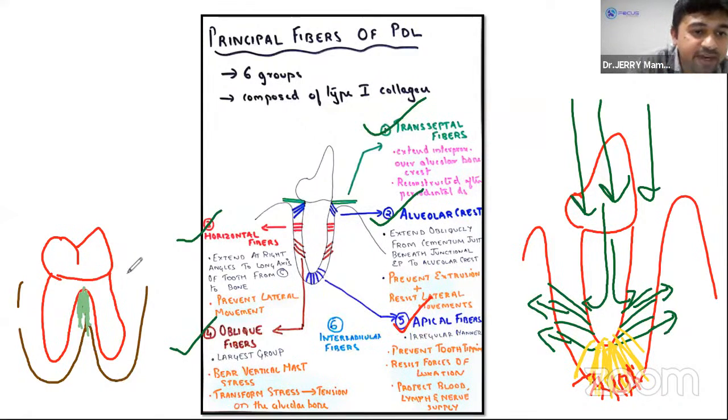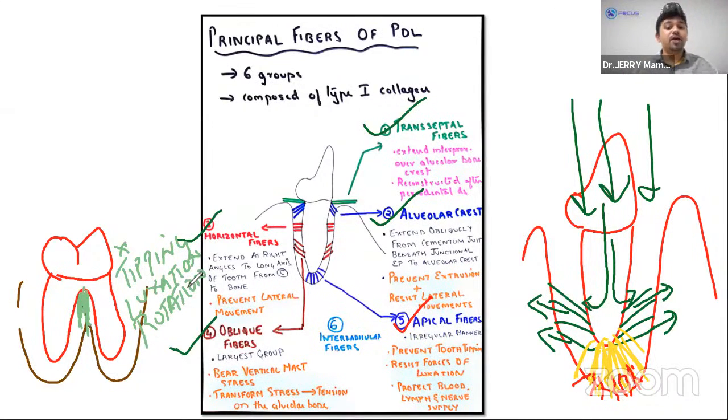So what do they prevent? They prevent tipping, luxation, and rotation. These are the three functions of your interradicular fibers: tipping, luxation, and rotation. Okay, so these are your principal fibers.